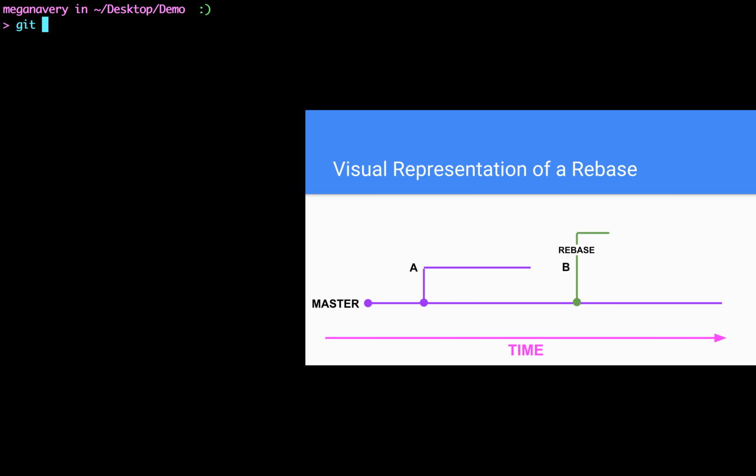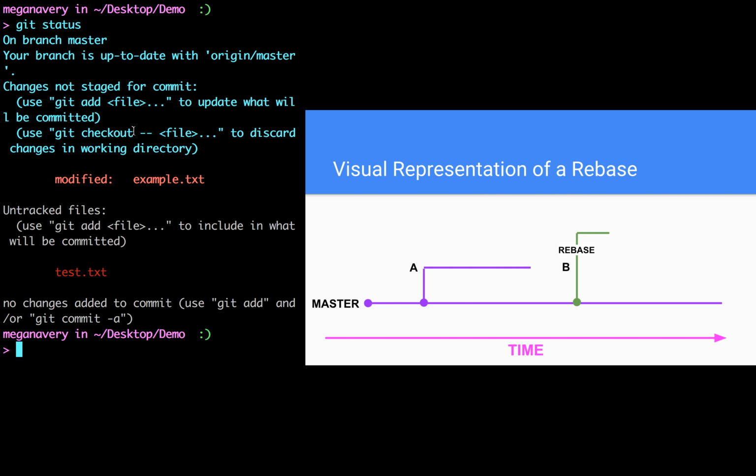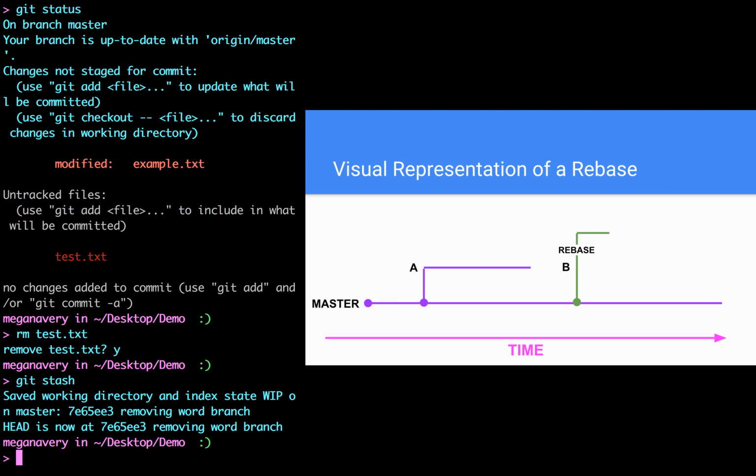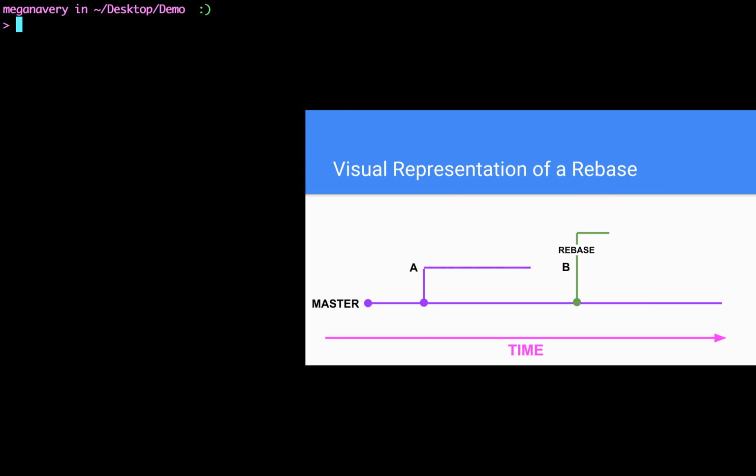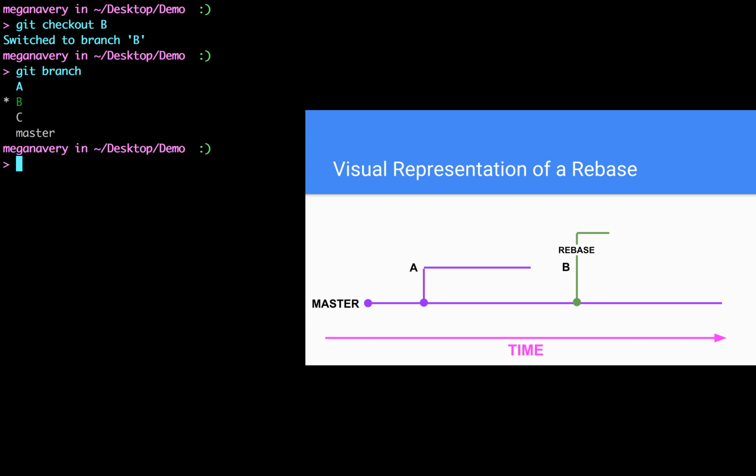So I'm going to do git status. And so I have these changes. So I'm going to remove test because I don't care about it anymore. And I'm going to do a git stash. And I want to git checkout B. So now I'm on branch B. And B is currently based off of A, but I want it to be based off of master. So I'm going to do a git rebase master.